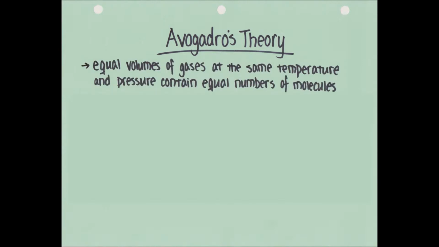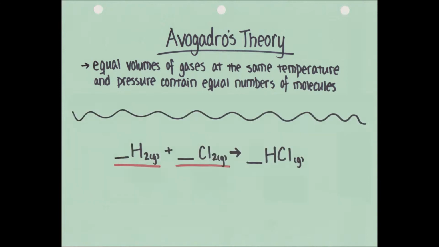Now we will talk about Avogadro's theory. Avogadro's theory states that equal volumes of gases at the same temperature and pressure contain equal numbers of molecules. So if we take H2 gas plus Cl2 gas, it results in HCl gas. If we balance the equation, the molar ratio would be 1 to 1 to 2. This also indicates that the volume ratio would be 1 liter, 1 liter, and 2 liters.